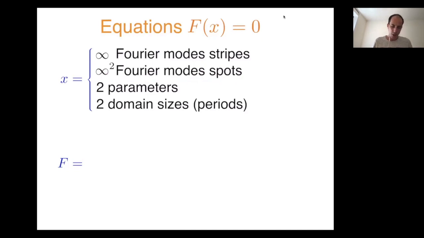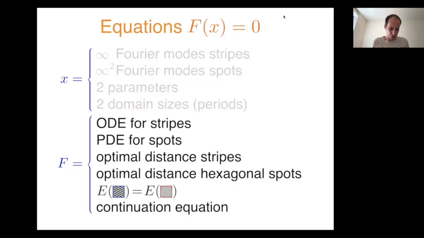And what else do I need to find? I need to find two parameter values that lie on the curve in my parameter plane. And I need to find two optimal sizes. I need to determine what is the best distance between the stripes and the best distance between the spots. So these are also variables.